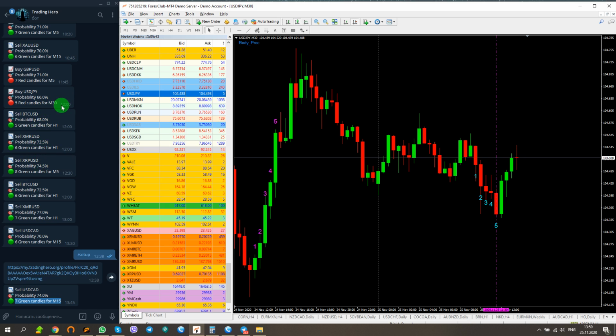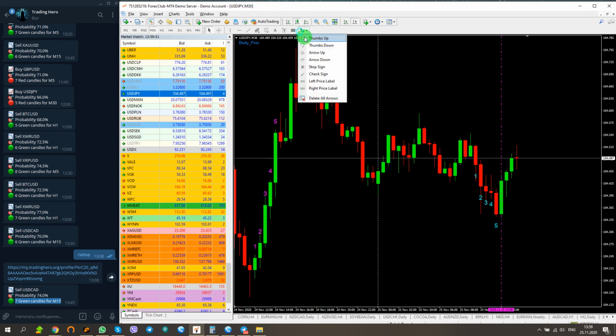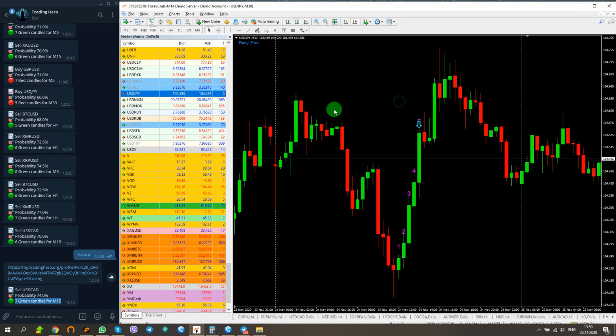The signal we received at 12 o'clock. So we can see it right here, like 11:30. Here is 12 o'clock. Here was our entry point. I think it's perfect. Here we also have 5 candles, and it also worked well.